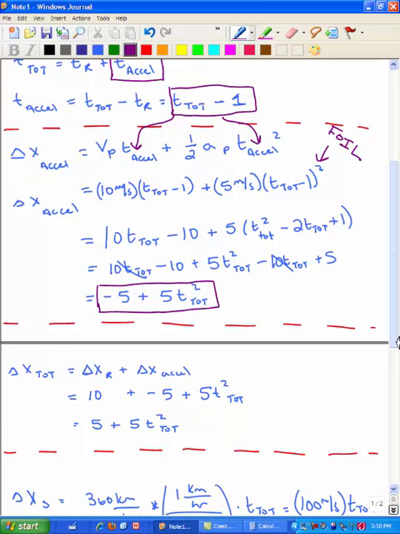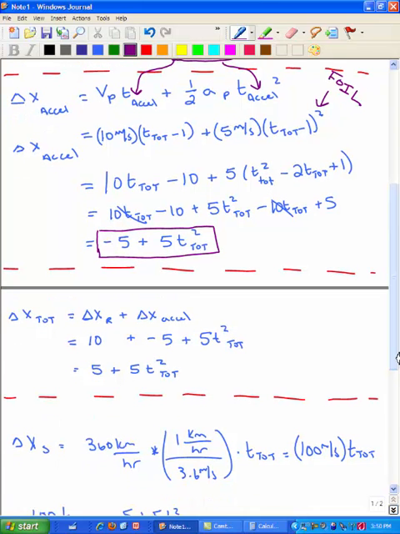And then simplify. Once it simplifies down, we have the following: -5 plus 5t squared. Then, the total displacement for that police officer is the distance he traveled during his reaction time, which was the 10 meters found above, plus this expression here, which we plugged in, the -5 plus 5t squared. Simplify that, and we finally get 5 plus 5t total squared for the final total distance traveled by the police car. So this is the police car.